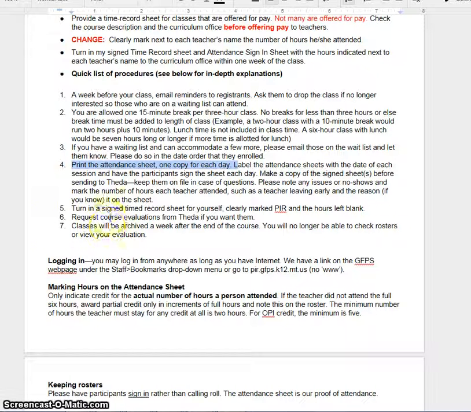Turn in the sign-in sheet and time record sheet, as we already mentioned, but leave your hours blank, because then Theta will split it up. If there's multiple members within your group that are getting paid, she might ask if you want to do PIR, so she'll adjust those as needed.